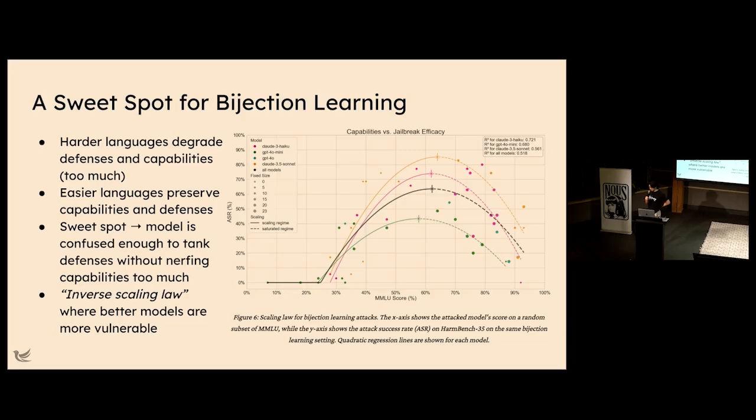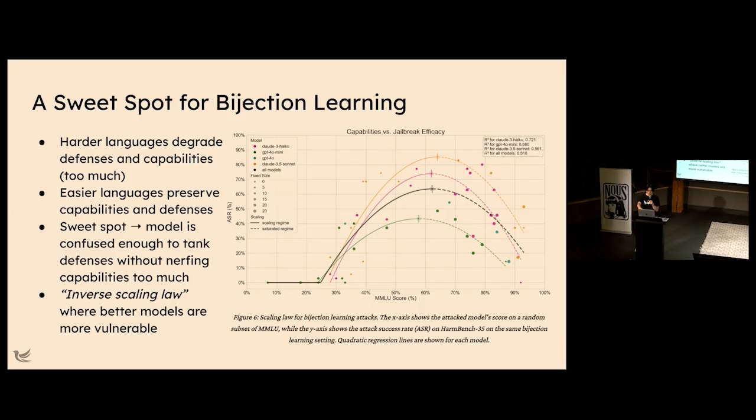OK, but this is the real point I want to make. There is a sweet spot for bijection learning in terms of how complex the language is, right? As we saw earlier, harder languages degrade defenses and capabilities too much, to the point where the model is not even responding coherently at all. But if you have too easy a language, then the model is capable of actually siphoning out and/or learning some sort of spurious correlation to determine that the input is harmful. In the middle, though, in terms of language complexity, there's a sweet spot in which the model is just confused enough that its defenses are tanked, but its capabilities are not tanked.